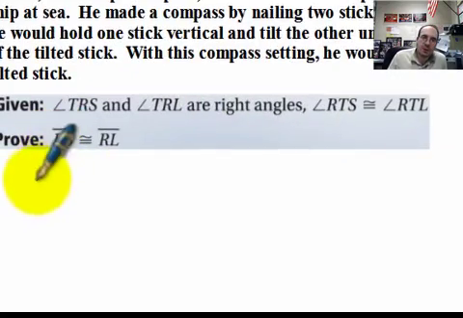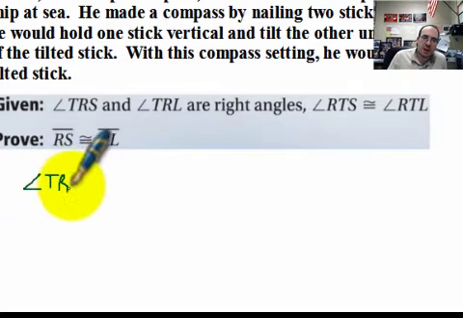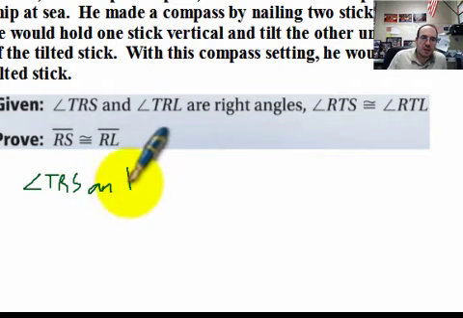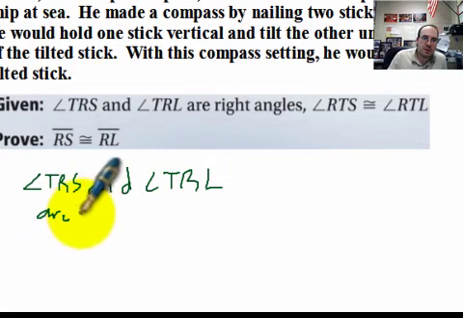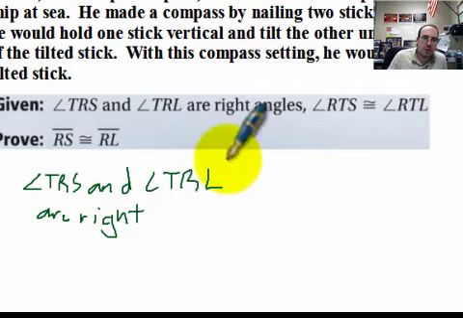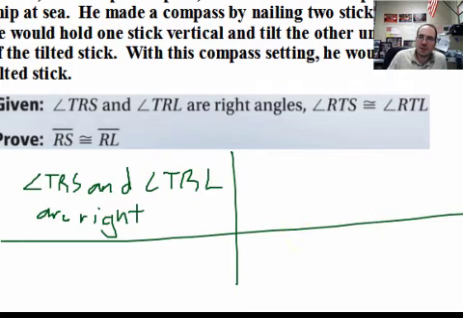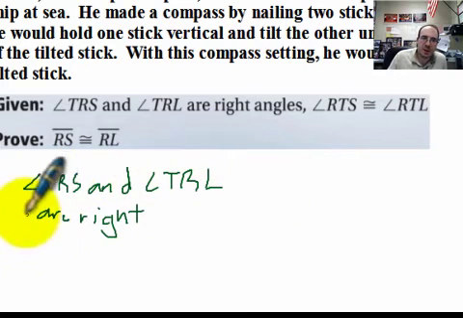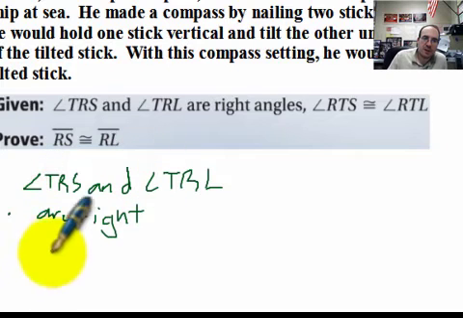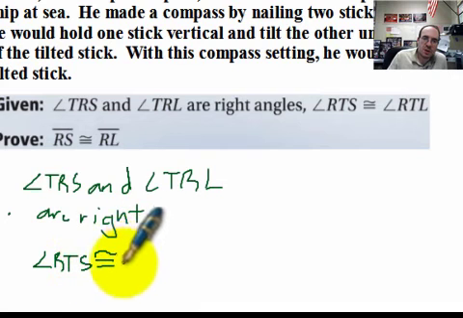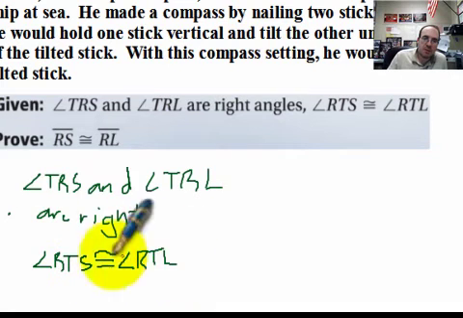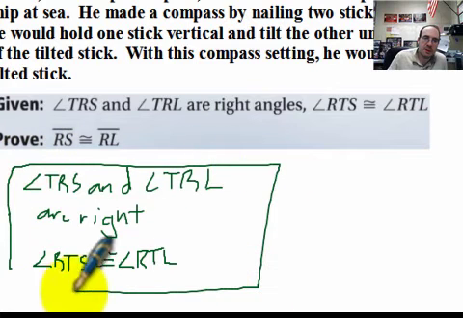First of all, I was given angle TRS and angle TRL are right angles. So that was given. I think I'm going to have to do a flow proof because I'm not going to have room to make a table. So that was given. And also I was given RTS congruent to RTL. And that was given.